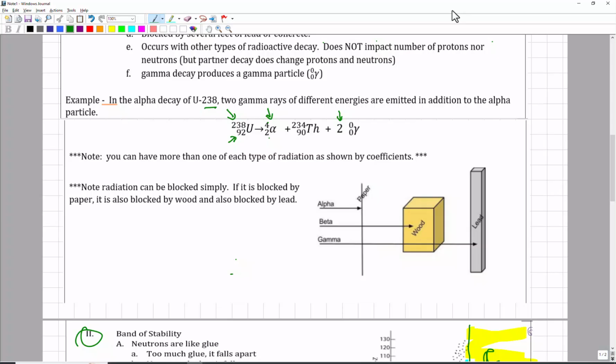Okay, you can have more than one type of radiation as shown by the coefficient. So that 2 means I have 2 gammas. I could also have 2 alphas. Okay, radiation can be blocked simply. If it is blocked by paper, it is also blocked by wood, and is also blocked by lead. Okay, so there you go.